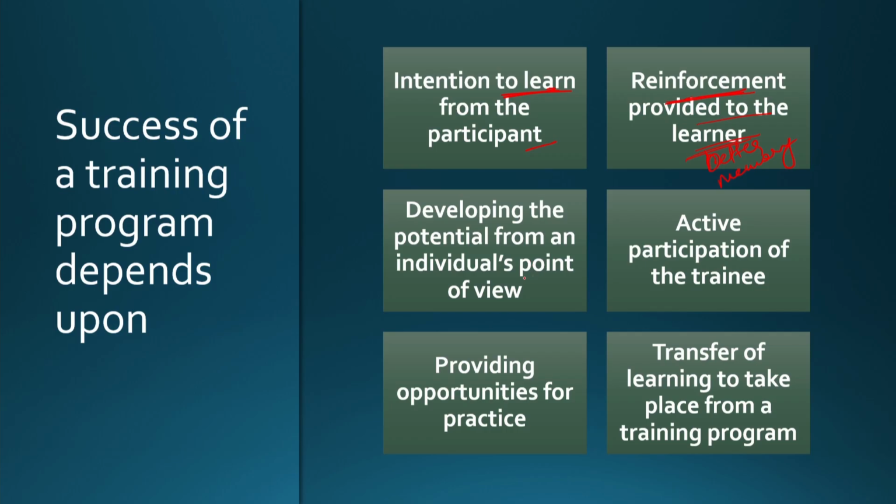Developing the potential from an individual's point of view and active participation of the trainee. Providing opportunities for practice also and transfer of learning to take place from the training program. Now, what does transfer of learning mean? Transfer of learning means that whatever is being taught to the employee, he uses that information and completes his job. So when he uses the information, that means the transfer of training has taken place from the brain of the trainer to the brain of the trainee.